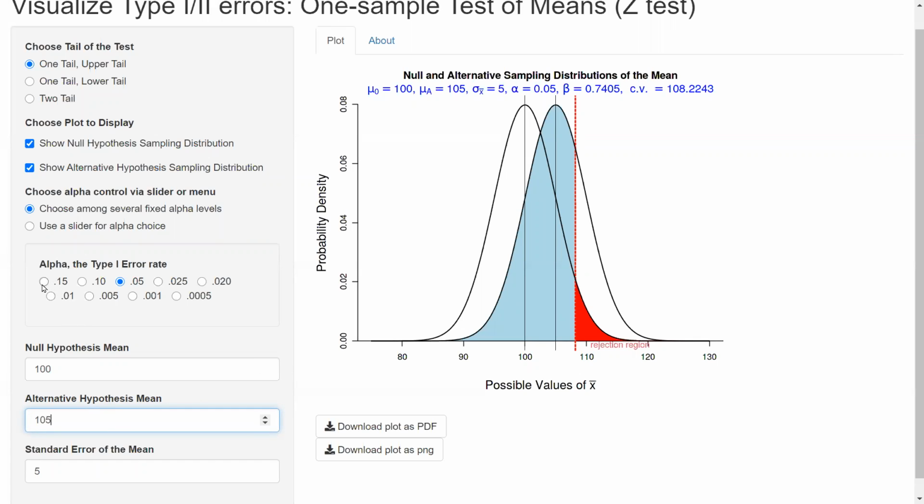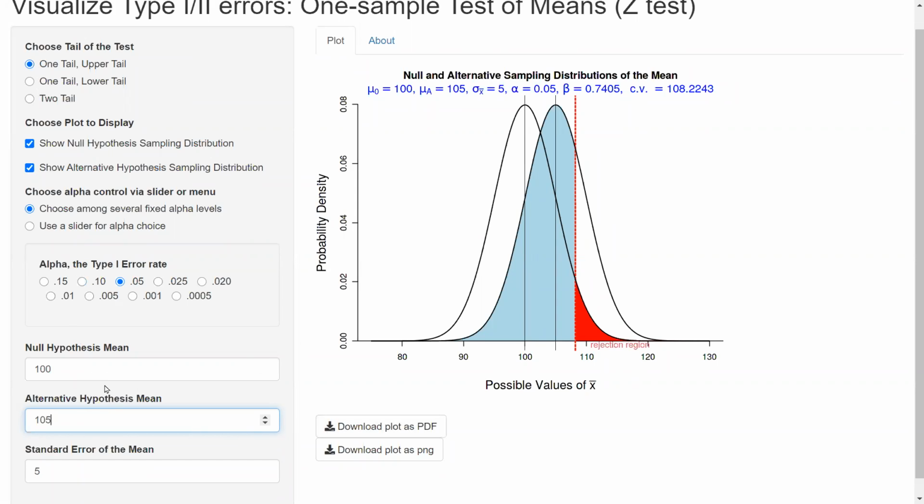So I will tell you that there are 3 options that you can choose on this left panel that will affect the degree of overlap. The first, well, I'll just tell you them, and I encourage you to play around with them as well. The first is choosing whether a one-tailed test or a two-tailed test. Actually, let's do that last. Let's do the most obvious.